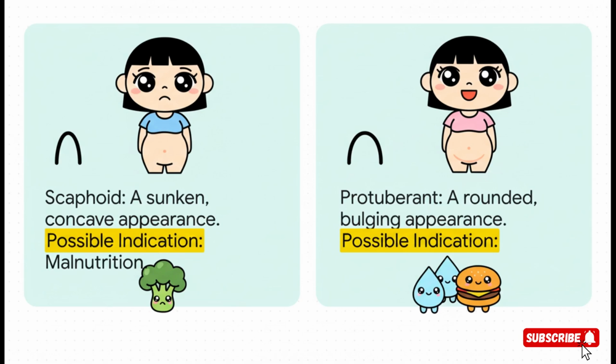Just the shape alone can tell you a ton. If you see a scaphoid abdomen, that's one that's kind of sunken in and concave. It might make you think about malnutrition. On the other hand, if it's protuberant, rounded and bulging, that could just be extra body fat, sure, but it could also be a red flag for something like ascites, which is fluid building up where it shouldn't be.